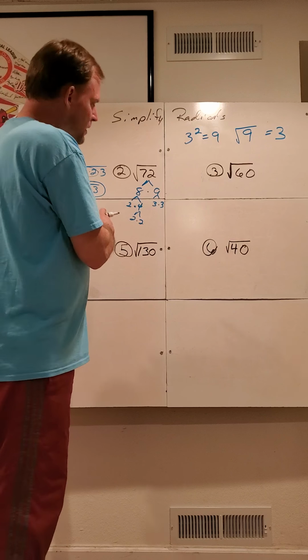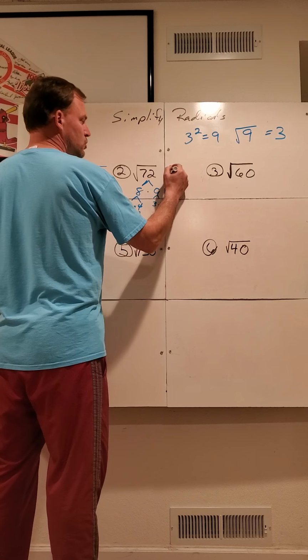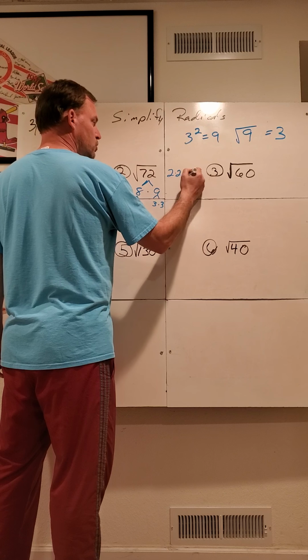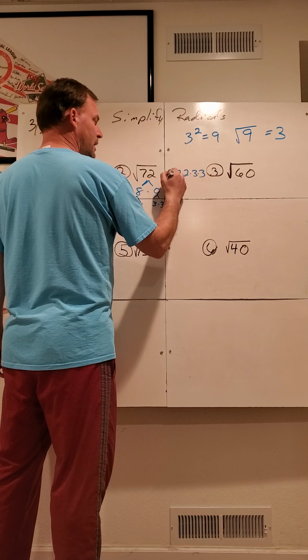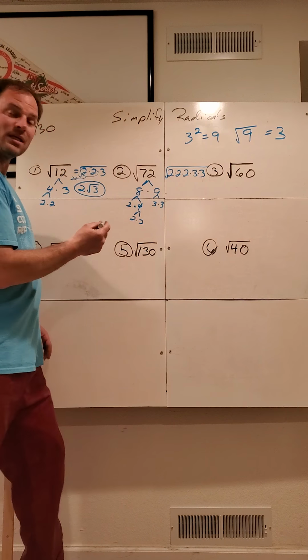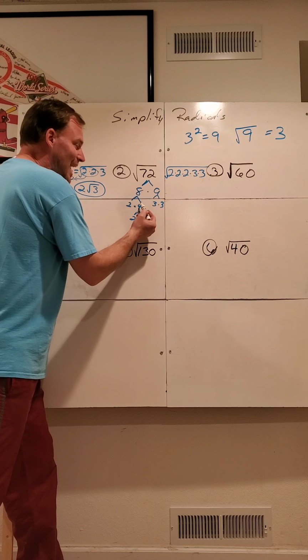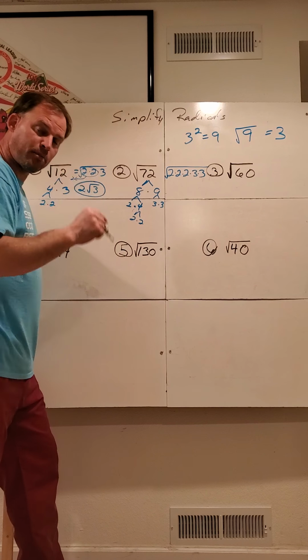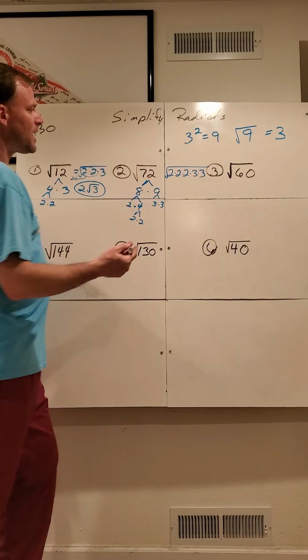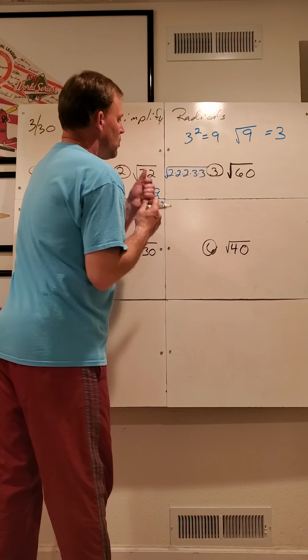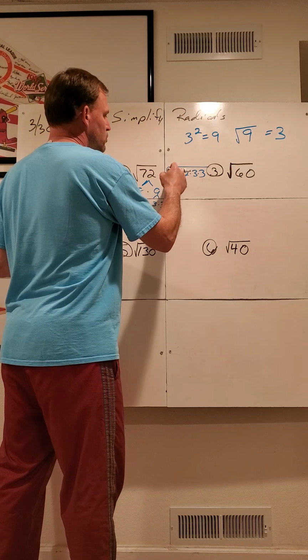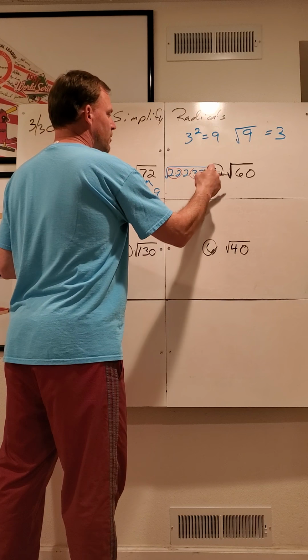The first step is done. Now, this is 2, 2, 2, 3, 3 inside the radical. Notice I did not use the 8, the 9, or the 4, only the prime numbers. So now I've got one pair of 2s and one pair of 3s.